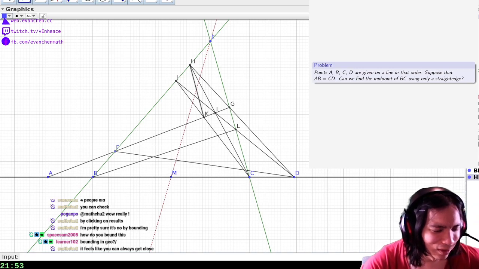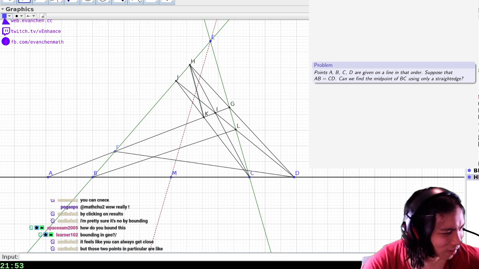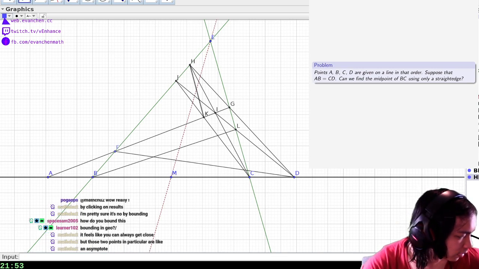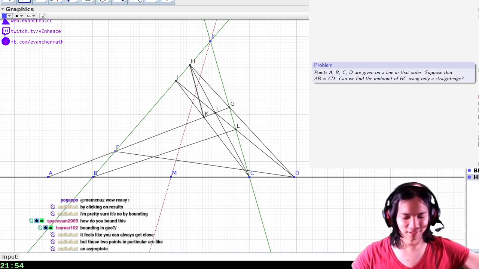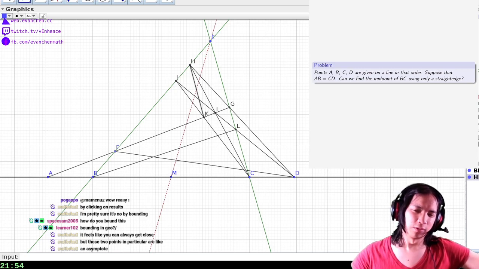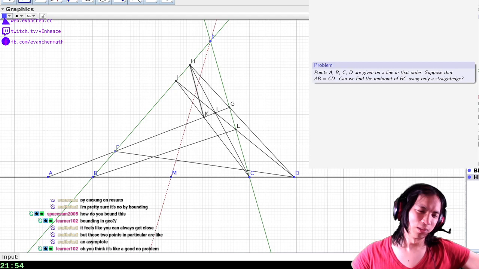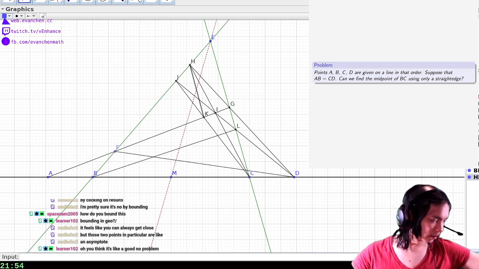How is bounding? What? Now I'm really confused. Okay, there might be some algebraic number theory actually if the ratio AB over BC is not rational, but I feel like that's the worst case.